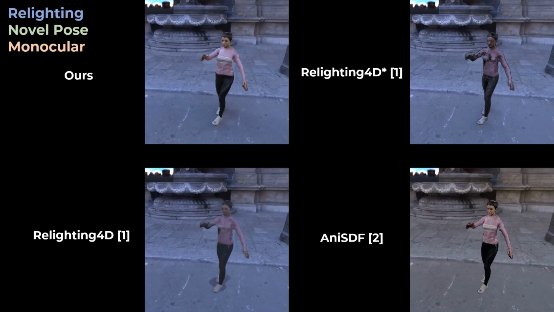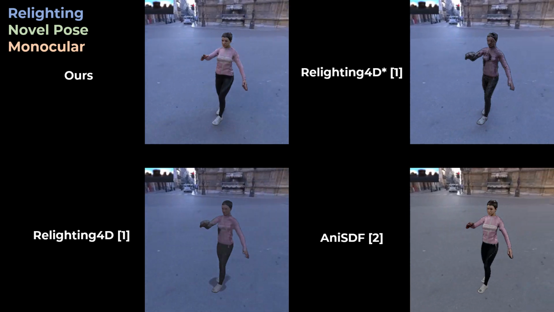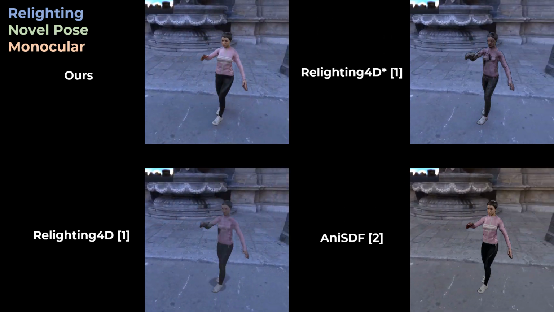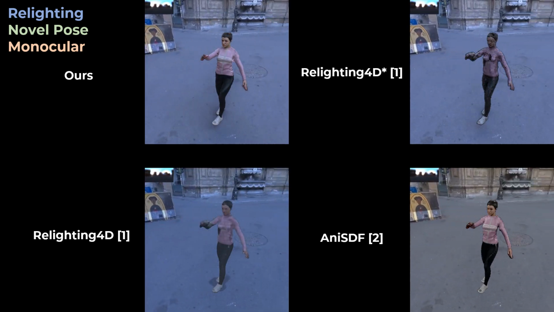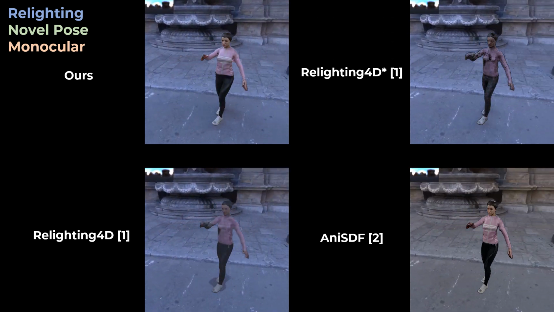Given new lighting conditions and novel human poses, our method successfully integrates the neural avatar onto the new environment. Relighting 4D fails to handle the novel human motion, and NeRF-factor fails to factor in the novel environment map.